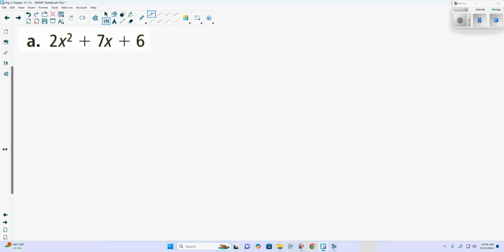So the first thing we need to look for is a greatest common factor, a number that will go into 2x squared, 7x, and 6. There is a number that goes into 2x squared and 6, but not one that goes into all three. So there is no greatest common factor. And since there is no greatest common factor, we'll move on to step number 2, our two sets of parentheses with three spaces.